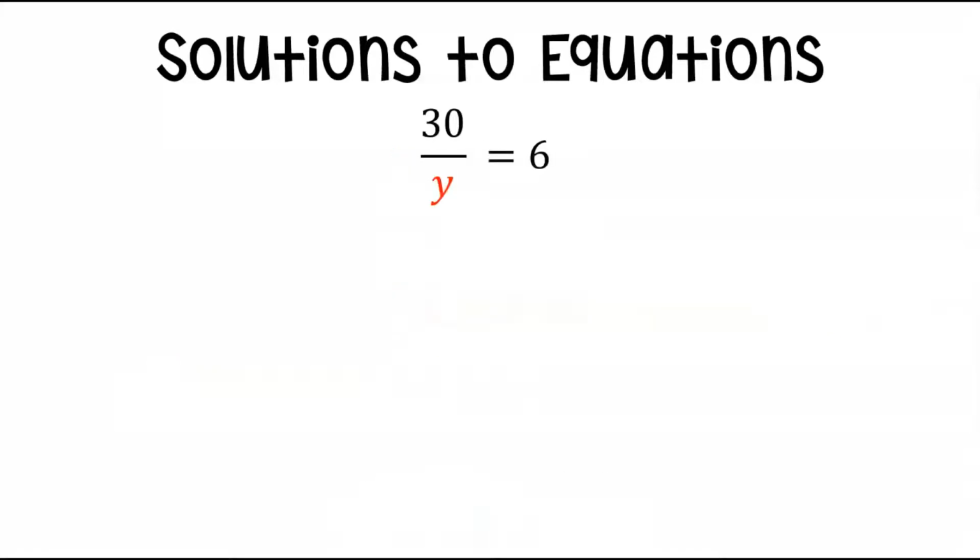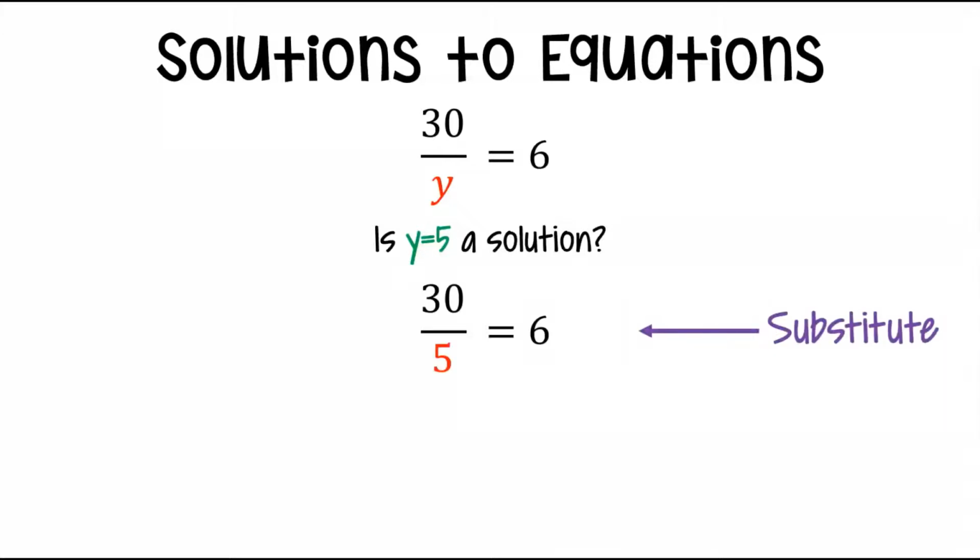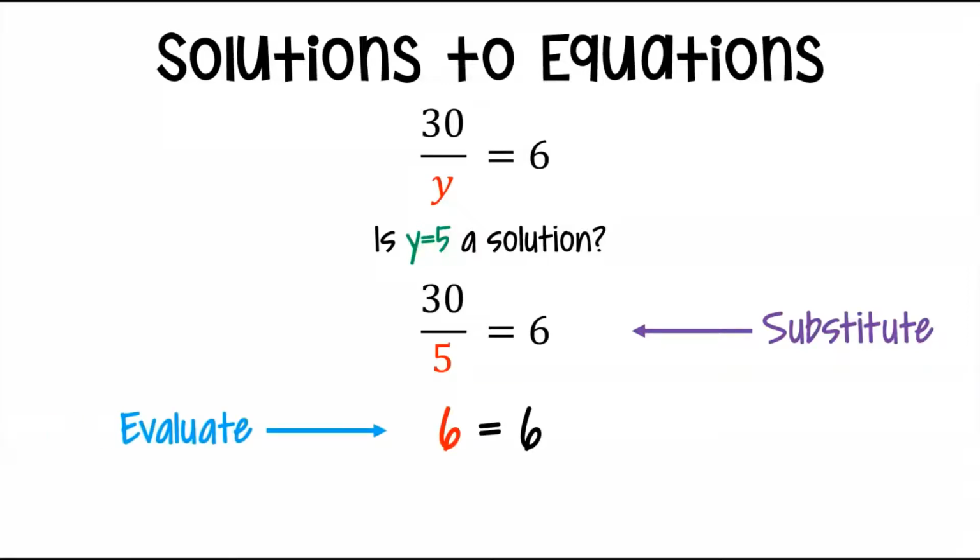Take a look at this equation. This is 30 divided by y, or over y, equals 6. And we want to check to see if y equals 5 is a solution. Let's first substitute. 30 divided by 5 equals 6. And then we're going to evaluate. And we find that 30 divided by 5 does in fact equal 6. Since 6 is equal to 6, yes, y equals 5 is a solution.